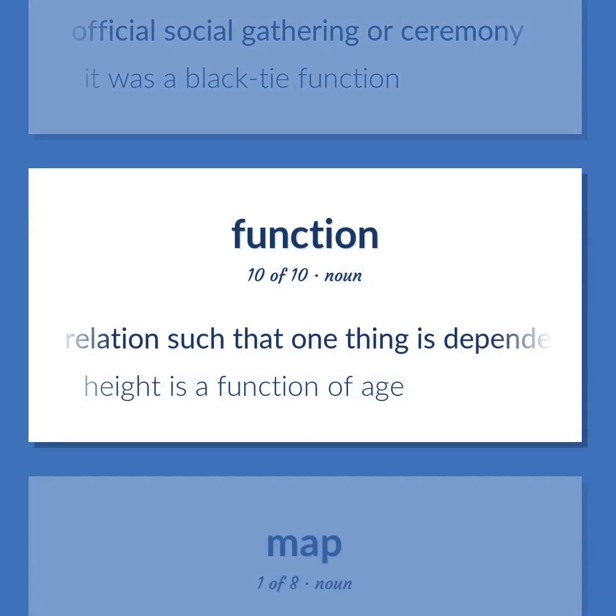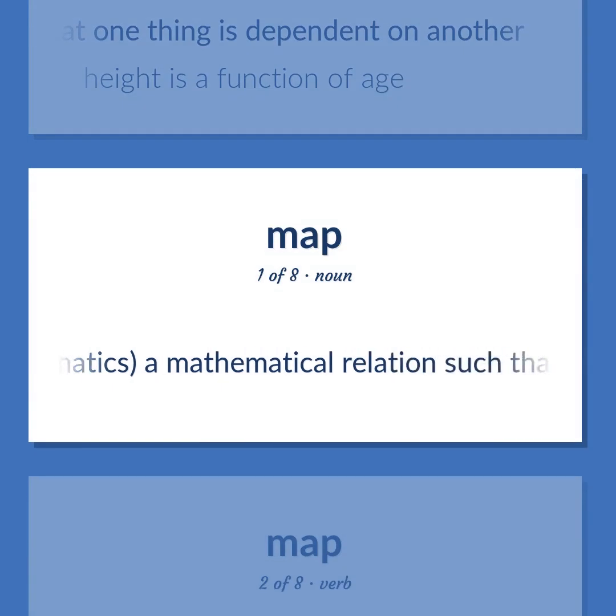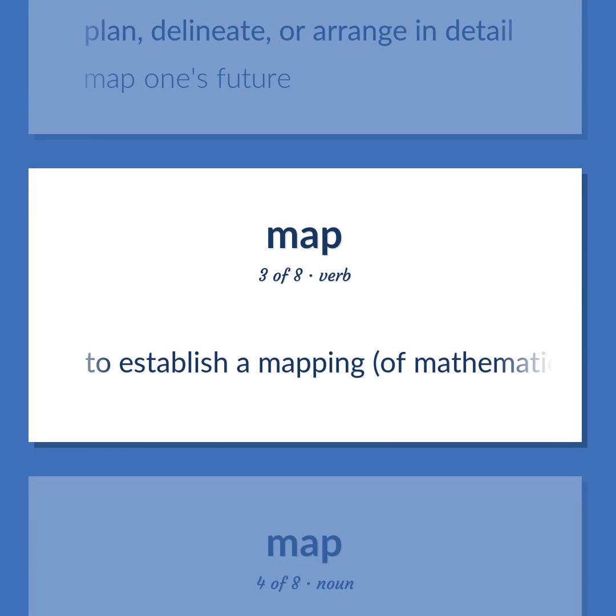A relation such that one thing is dependent on another. Height as a function of age. Mathematics. A mathematical relation such that each element of a given set, the domain of the function, is associated with an element of another set, the range of the function. Plan, delineate, or arrange in detail. Map one's future. To establish a mapping of mathematical elements or sets.